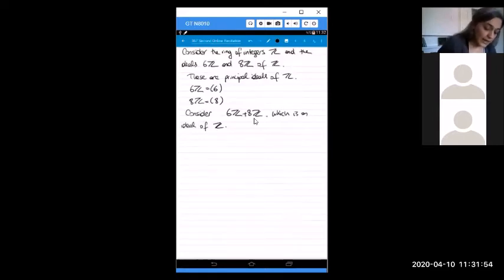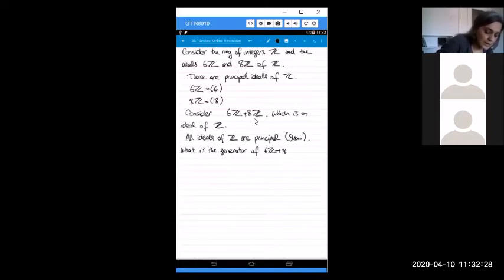And we know that all ideals of Z are principal. This is not shown in the lecture, but you can easily show it. So what can we say about the generator of this ideal? What is the generator of 6Z plus 8Z? This is our question.